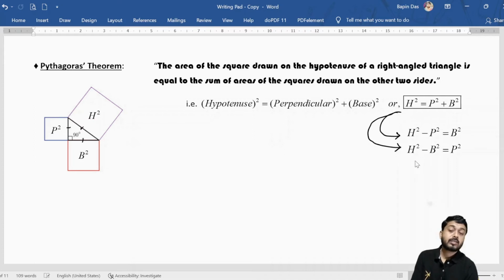These two relations we can write from the main mathematical statement of Pythagoras theorem by simply a side change. p square is taken to the left side to give you h square minus p square equal to b square. Again, if b square is taken to the left, that will fetch you h square minus b square equal to p square, right? Keep these things in mind, because these three relations are going to come to your use in order to prove the basic trigonometric identities which I'm going to show you now. So that's all what Pythagoras theorem is all about.